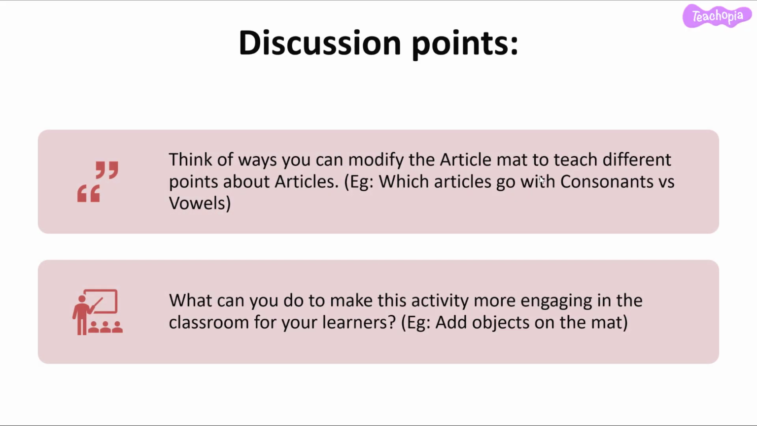Now, here are a few discussion points based on the previous activity. One is to think of ways you can modify the article mat to teach different points about articles. For example, which articles go with consonants versus vowels? Second, what you can do to make this activity more engaging in the classroom for your learners is you can add objects to the mat and ask them to call out the right article as they go.